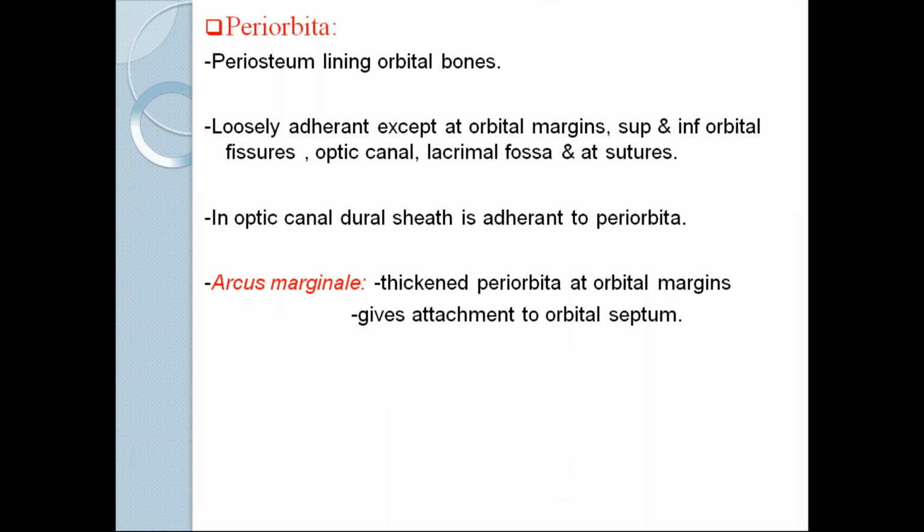Coming to the periorbita, it is the periosteum lining orbital bones. It is loosely adherent except at orbital margins, superior and inferior orbital fissures, optic canal, lacrimal fossa, and its sutures also. In optic canal, dural sheath is adherent to periorbita. Arcus marginale is a thickened periorbita at orbital margins. It gives attachment to orbital septum.